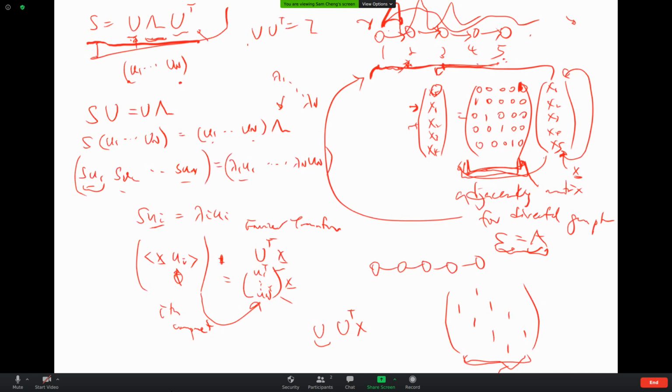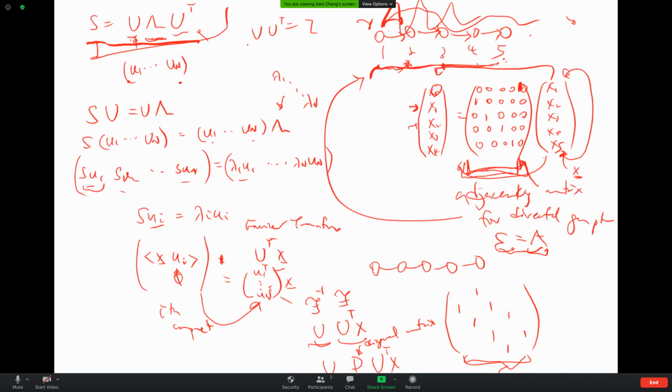So then in general, I can have this Fourier transform, and then the inverse Fourier transform. So I can have the Fourier transform, then multiply by D, which is a diagonal matrix, and then multiply by U again. That can do something like classic low pass, high pass, or band pass type filtering.